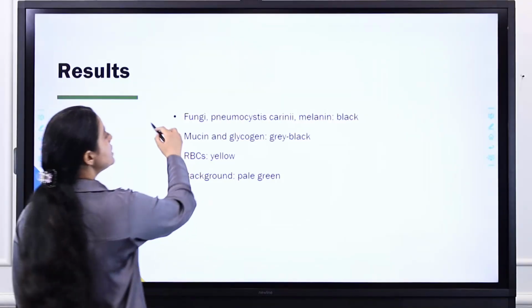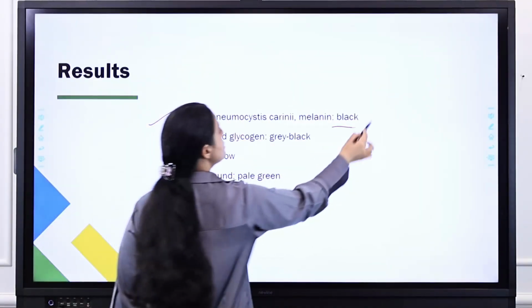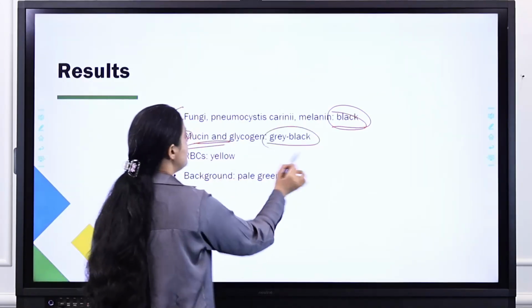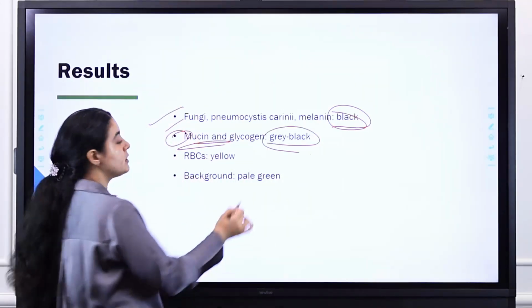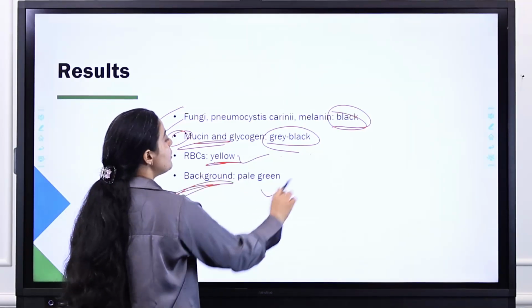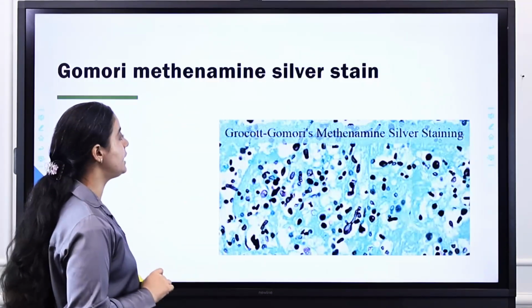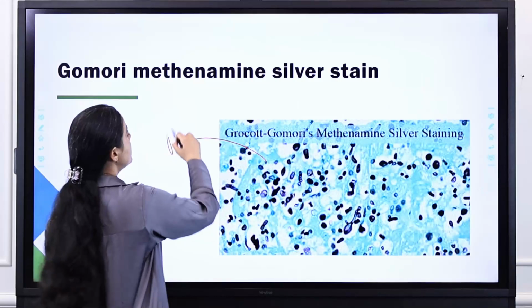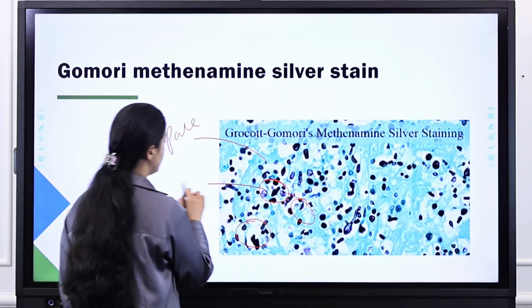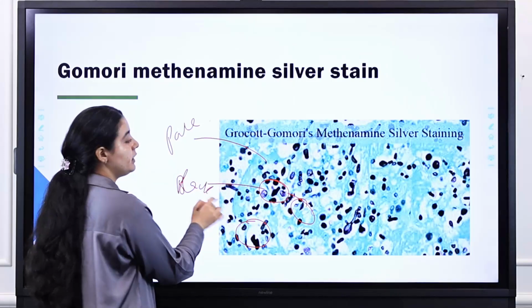Results: if fungus is present, it will be shown in black color. Mucins and glycogen will be grey black. If RBCs are present, they take up the yellow color, and the background will be pale green, like this. Pale green in the background, and fungus and other things take up the black color accordingly.